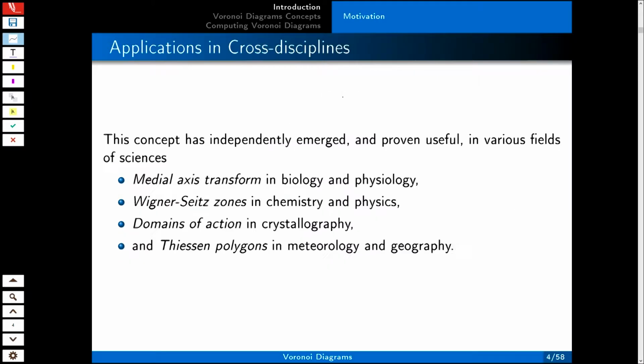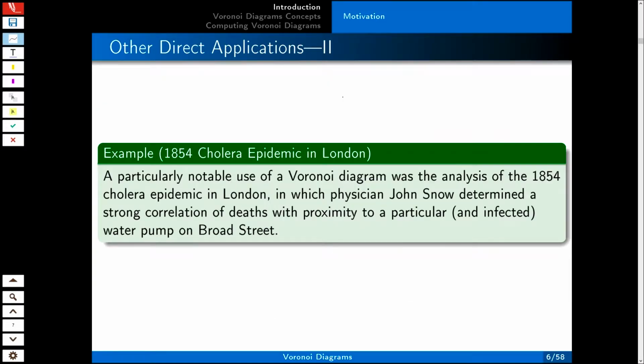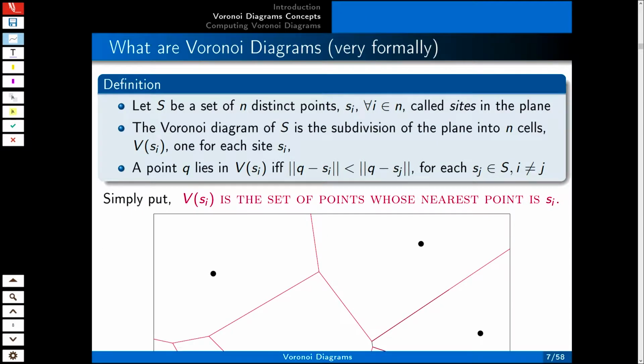And we have given you a few motivations for why to study this. This is a very early example of application of Voronoi diagram in 1854, where they analyzed the cholera epidemic by using a Voronoi diagram, and the name of the person is interesting.